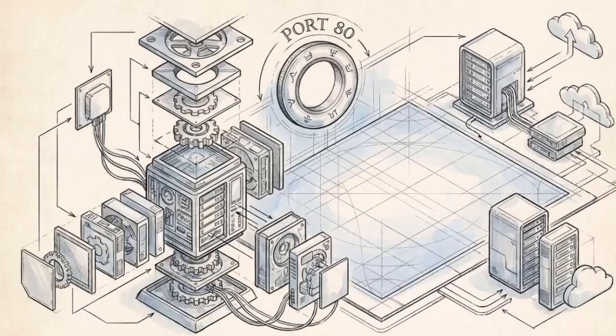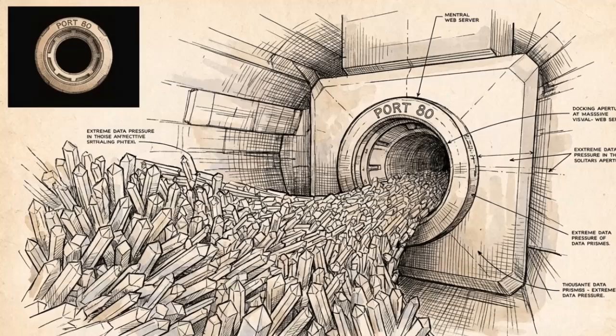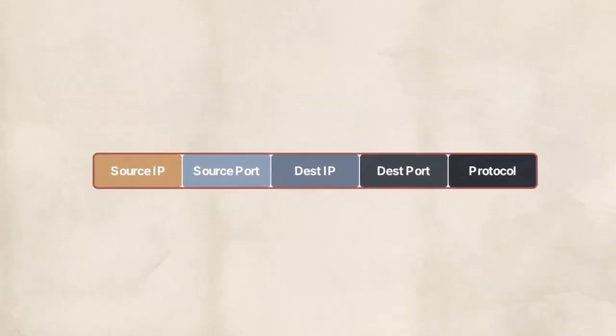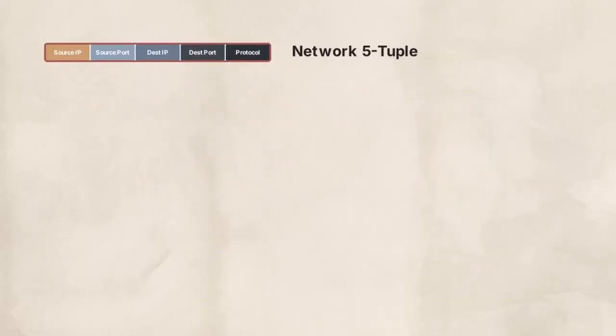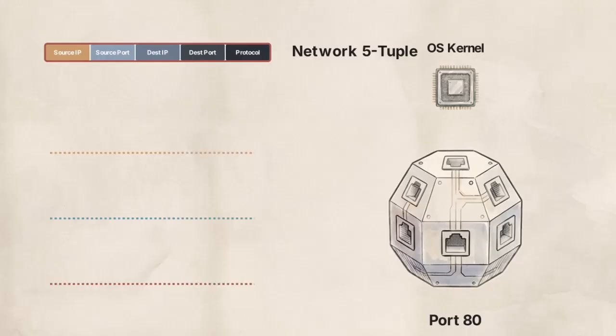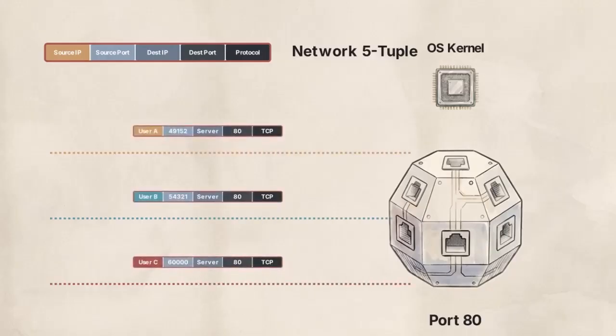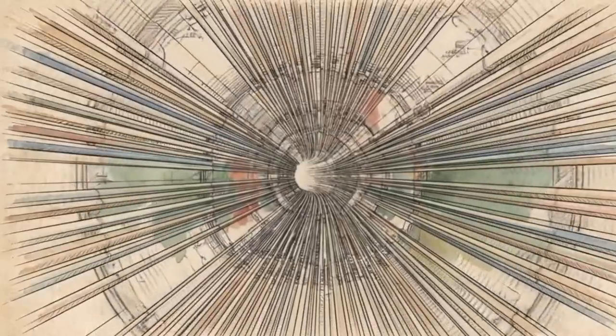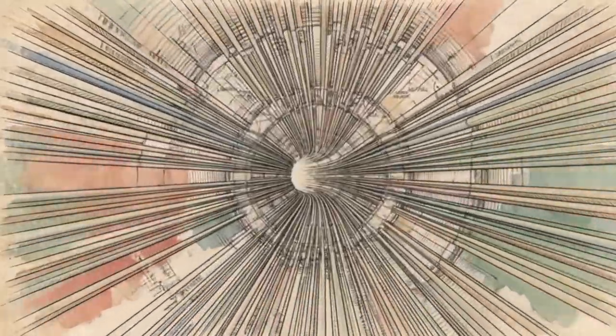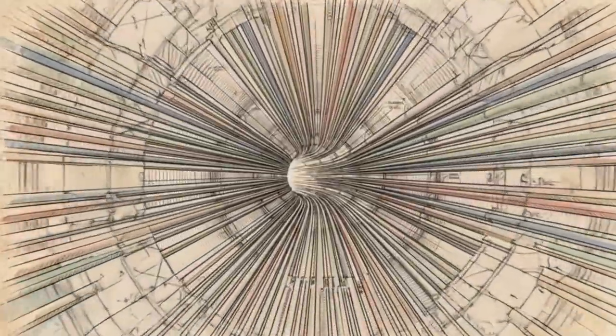However, this raises a scaling question. If a web server only listens on a single port, port 80, how can it manage thousands of different visitors at the same time? The OS identifies unique connections using the network 5-tuple: source IP and port, destination IP and port, and protocol. Because the kernel requires every active 5-tuple to be entirely unique, thousands of users can simultaneously connect to a single server's port 80 without conflict. The 5-tuple provides the unique identifiers necessary to multiplex large volumes of concurrent traffic through a single destination port.